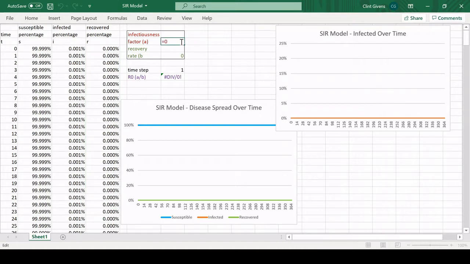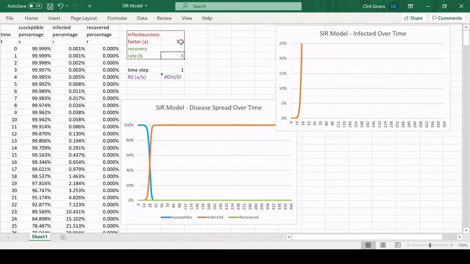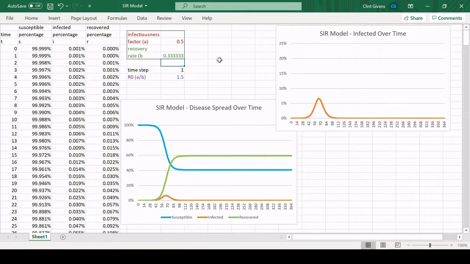They're both 0. But if I change the infectiousness factor to, let's say, 1/2, which means that on average, a patient will infect another person every 2 days. And if we change then the recovery rate to 1/3, which means it takes on average 3 days to recover, then we get a system like this, where you see the susceptible population decreases from 100% down to about 40%, and the recovered population goes up to about 60% over time.